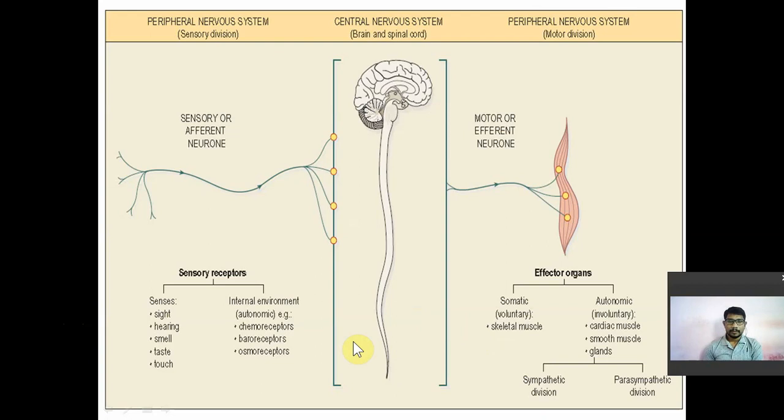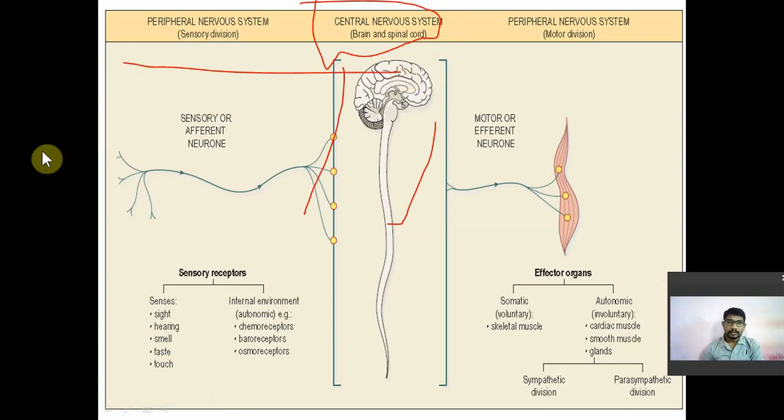Next part: your nervous system is divided into two types, central nervous system and peripheral nervous system. This one is known as the central nervous system. It includes the brain and spinal cord, as you can see over here. And the peripheral nervous system consists of different nerves. It may be either a sensory nerve or a motor nerve. They are known as the sensory division. Sensory nerves and motor nerves are both part of your peripheral nervous system.